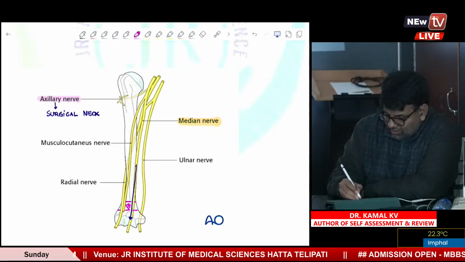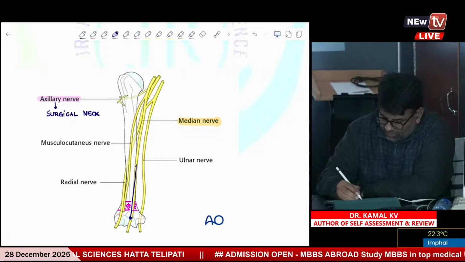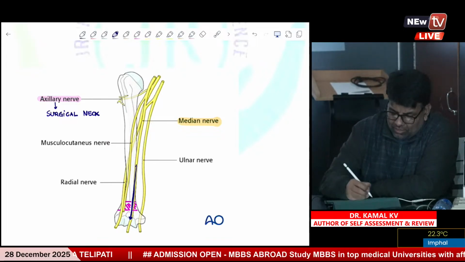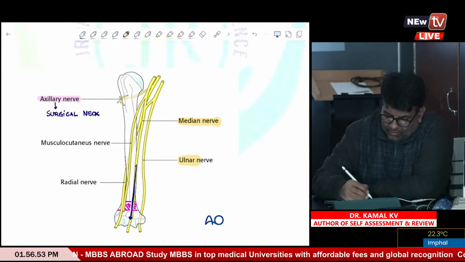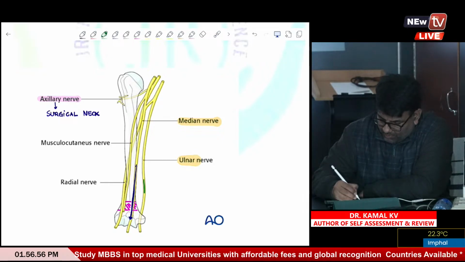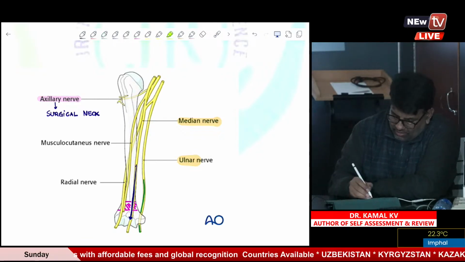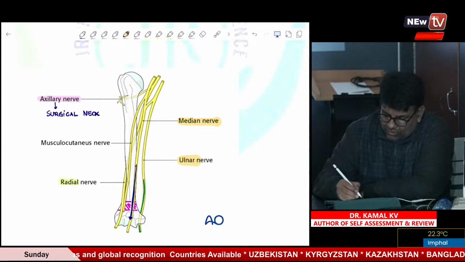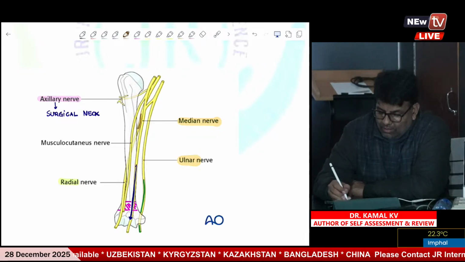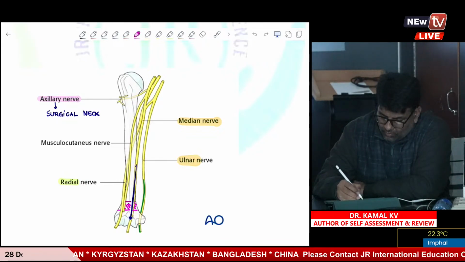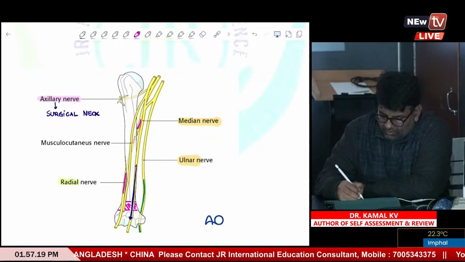So if there is a fracture in this area, there is high possibility that it will injure the median nerve, or more specifically its one branch, that is the anterior interosseous. And you can see the ulnar nerve passing behind the medial epicondyle. And lastly and more importantly, the radial nerve, which is coming from the posterior cord. This is the radial nerve coming out like this, traveling behind that.